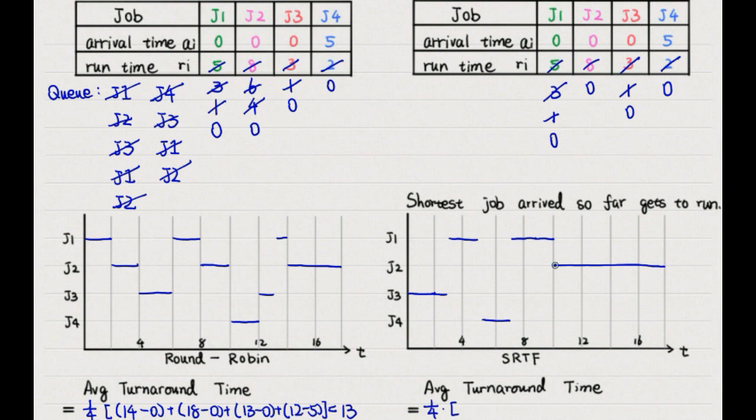J1 completes at time 10 and arrives at time 0, 10 minus 0. J2 completes at time 18 and arrives at time 0, 18 minus 0. J3 completes at time 3 and arrives at time 0, 3 minus 0. J4 completes at time 7 and arrives at time 5, 7 minus 5, 8.25.